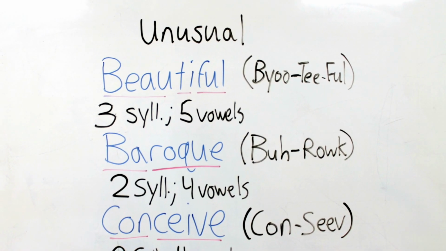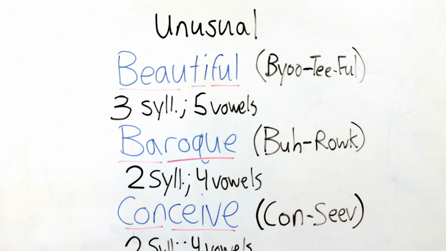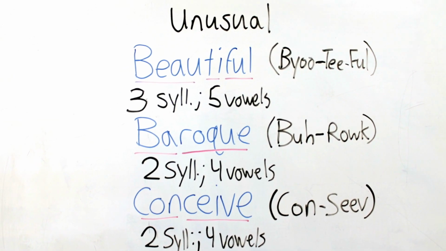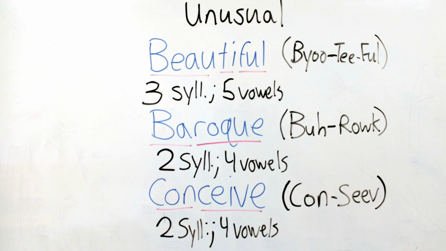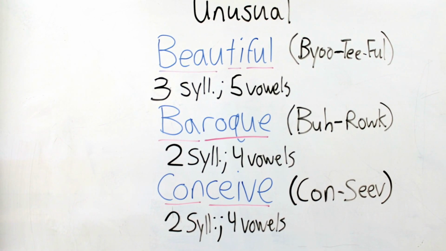Baroque. That's a time period in European history associated with the art world. It's 4 vowels, 2 sounds, baroque. And then conceive. 4 vowels, 2 sounds, conceive. This should help you understand how to say more of the words you encounter every day. And I want you to see these rules and pay attention to them so when you see a new word, you can pronounce it with greater accuracy.